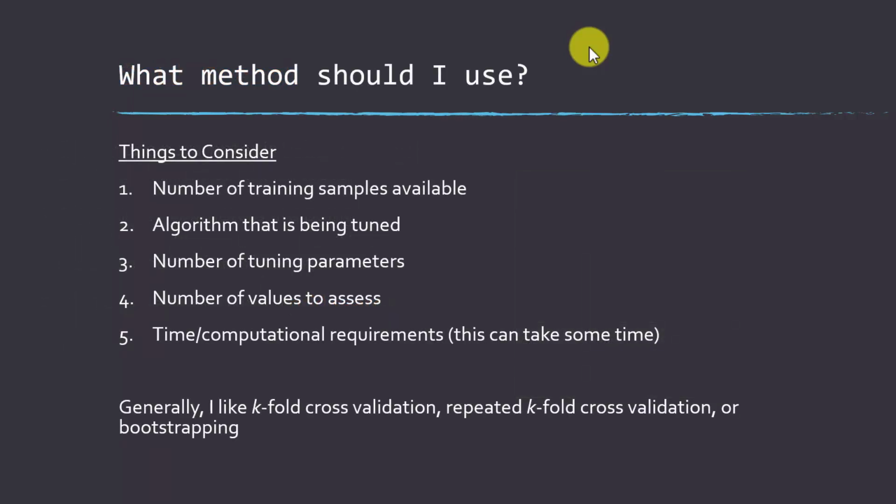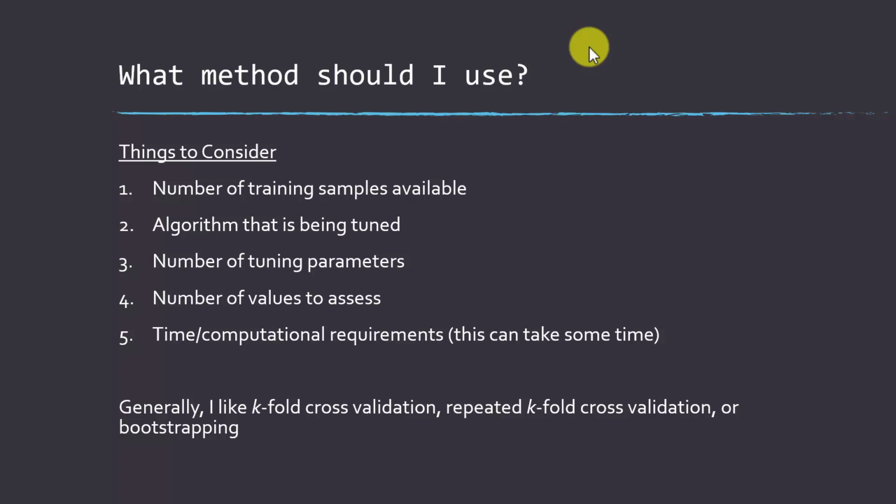Okay, so what method should you use? Here are some things to consider. The number of training samples available: the more samples you withhold to either validate or test the model, the less you're going to have to train it. So that's one thing that precludes the use of the holdout method. The algorithm being tuned could have an impact. The number of tuning parameters impacts the speed and the size of the grid search. The number of different values you want to try for each tuning parameter, and then again the time and computational requirements to actually do that process. Again, it can be fairly time consuming.